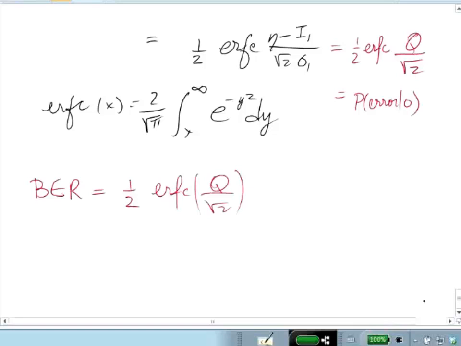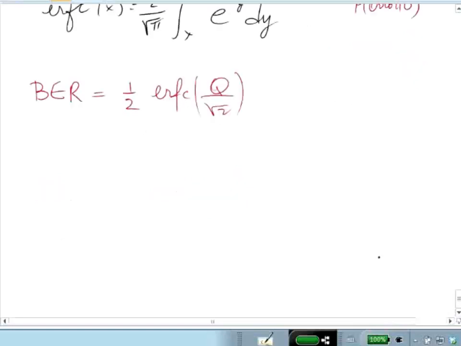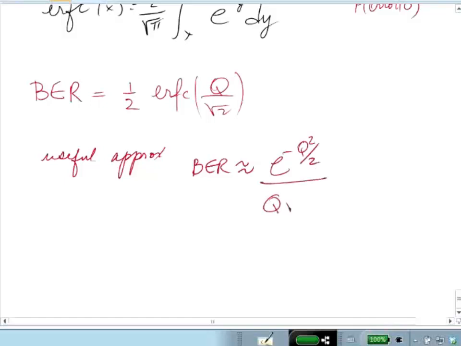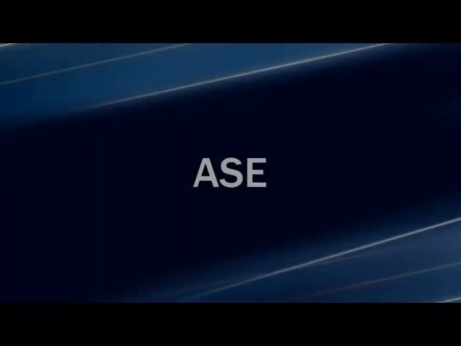And I just want to mention one useful approximation. Just numerically, if you've got a calculator, you're trying to do some calculations, and maybe you don't have MATLAB or the complementary error function available, the bit error rate is very well approximated as e to the minus Q squared over 2, divided by Q square root of 2 pi. So that's just an approximation for the complementary error function.